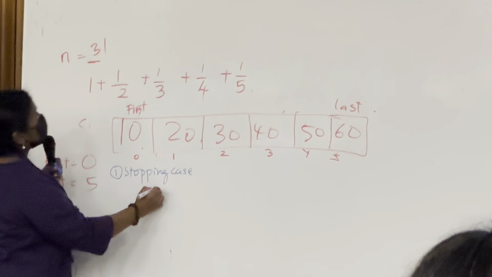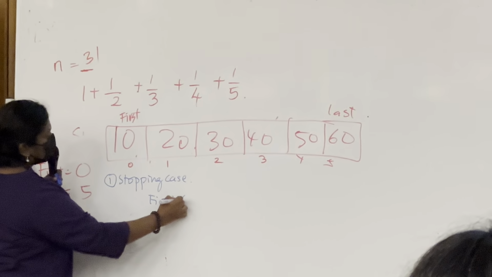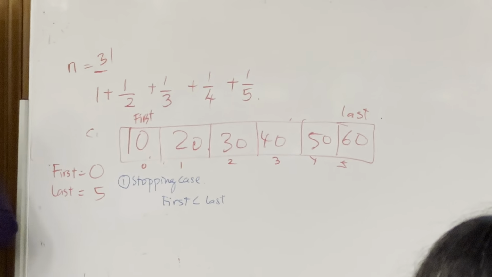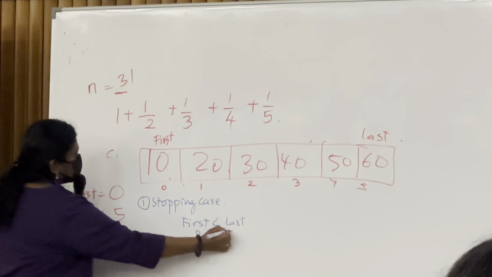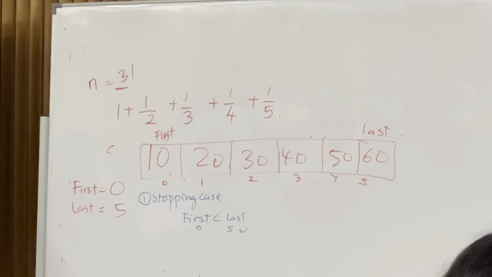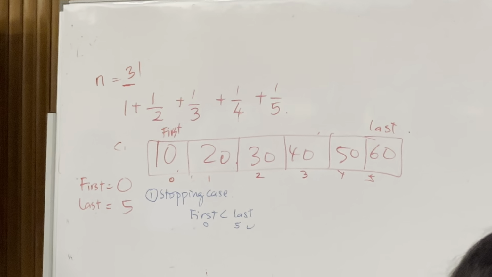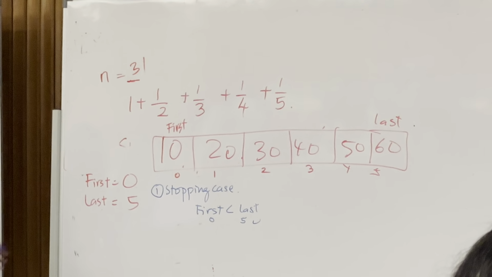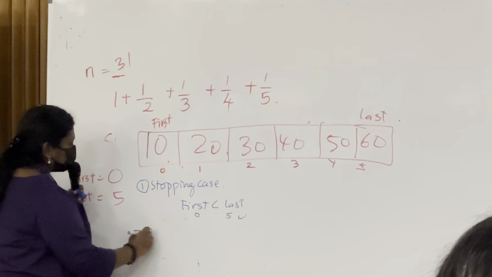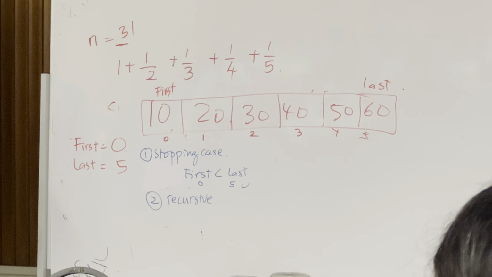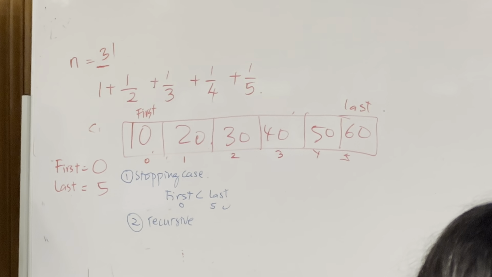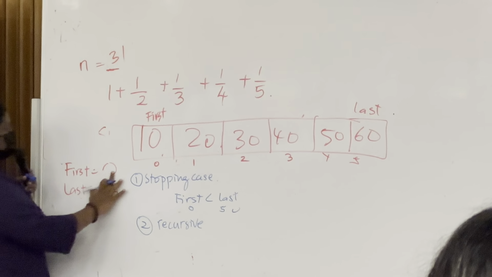First statement, our stopping case. First less than last. Yes? 0 is less than 5. Correct. So what do you do? You send the array, you send this array. But my first will become what? My first value is now what? First plus 1. Okay, so I go here.